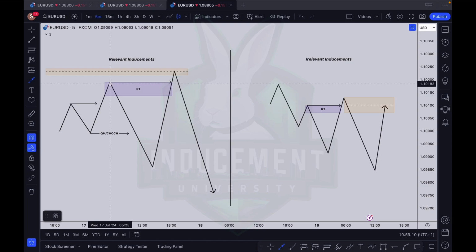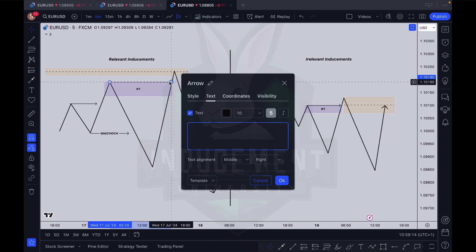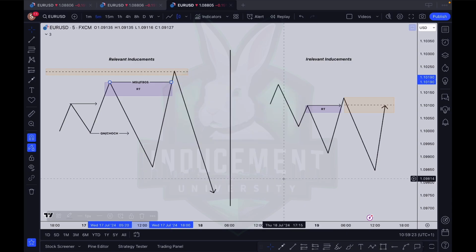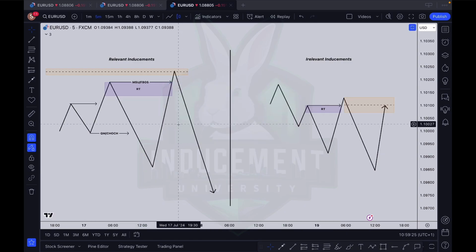For me, this is what we call an MSU, okay? You might also hear some people call it FBOS, and that just stands for fake break of structure. So once we get this MSU plus FBOS, that is a sign for me that we have had a relevant inducement.